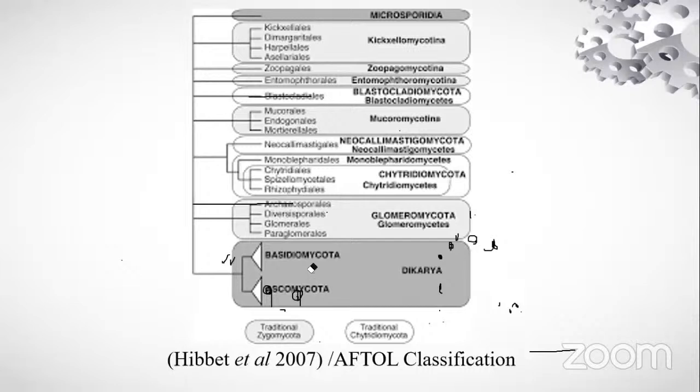Ascomycotina and Basidiomycotina, these two are dikaryotic. That means they have two nuclei in the thallus. I told you, clamp connections, bypass, outer ring road.